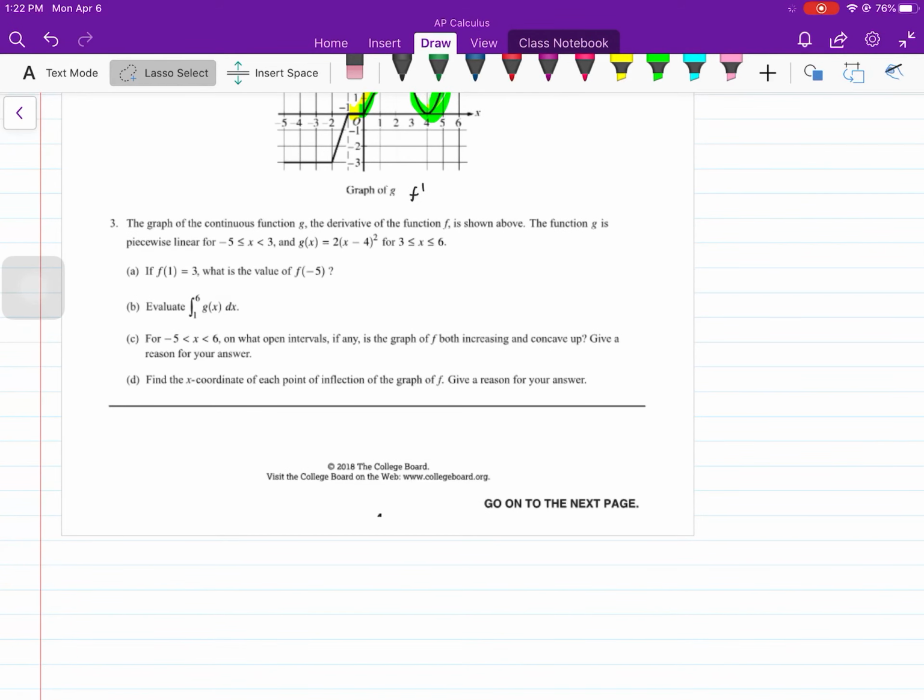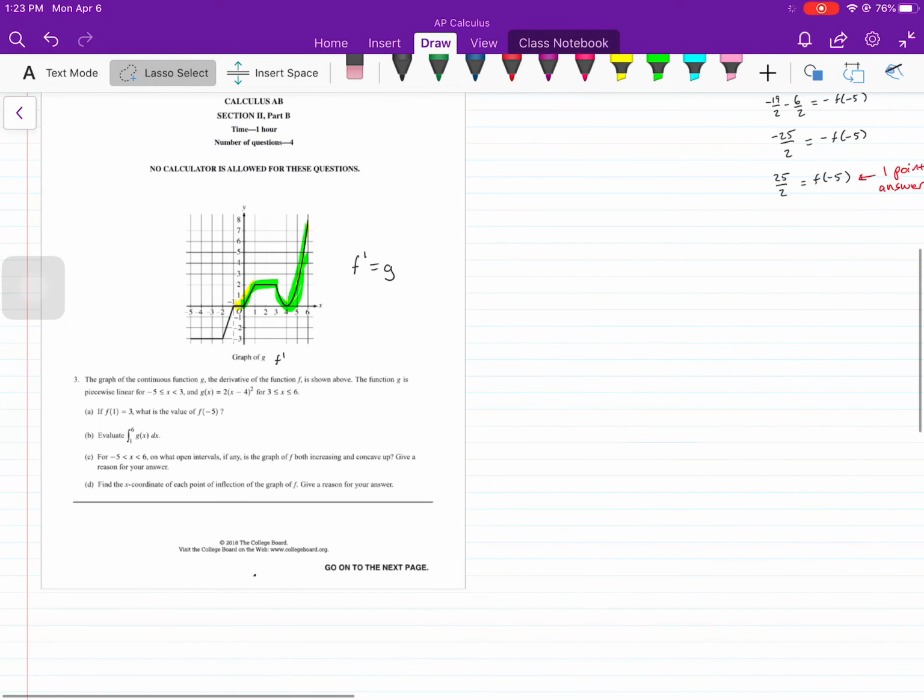Last question here. Find the x-coordinate of each point of inflection of the graph of f. Explain your answer. So what is a point of inflection? Well, point of inflection, and on your AP test, don't put POI. Just point of inflection is where f changes concavity. Now we don't have the graph of f here. Instead, we have the graph of f prime. So think about it. When is concavity changing? Well, when this graph is going from increasing to decreasing.